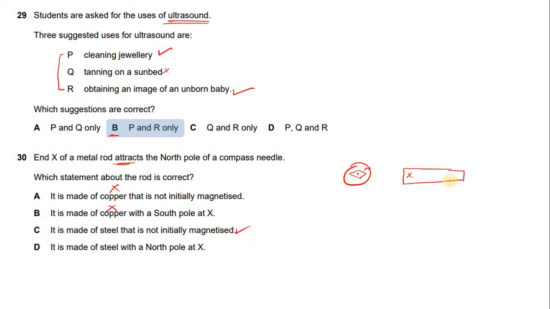The rod might be made of steel and is not initially magnetized, but because of the north pole it becomes magnetized and starts attracting. The other statement also says it is made of steel, but with north pole at X it is not possible, because if this is the north pole, then X should repel the north pole of the compass needle, while they say that X is attracting the north pole. So this X has to be south so that it can attract. That means it is made of a steel that is not initially magnetized. So option is C.